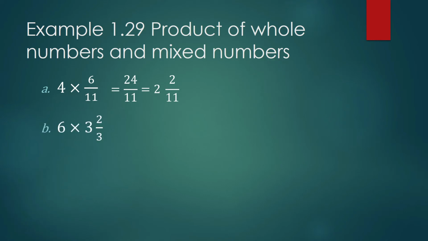6 times 3 and 2/3. Well, what you do is you write the mixed number as one fraction. It's equal to 3 times 3 is 9 plus 2 is 11, so 11 over 3. 6 divided by 3 is 2. So you're left with 2 times 11, which is equal to 22.